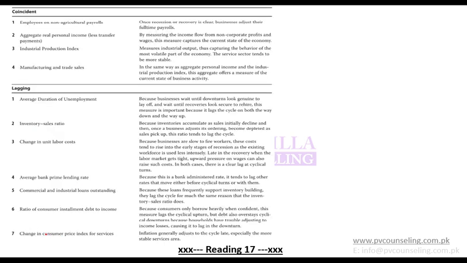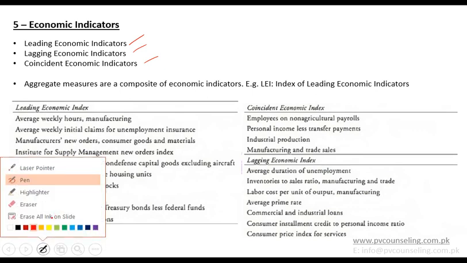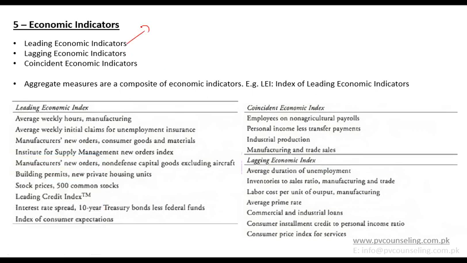So there are many leading and many coincident indicators: employees on agricultural payroll, real personal income, industrial production index, manufacturing and trade sales, and then many lagging indicators. I don't think you need to memorize all of these. As long as you have an idea about it, that is good to go. But you need to know the major ones like capital spending, consumer behavior, inventory to sales ratio, unemployment rate, inflation, and activity ratio.